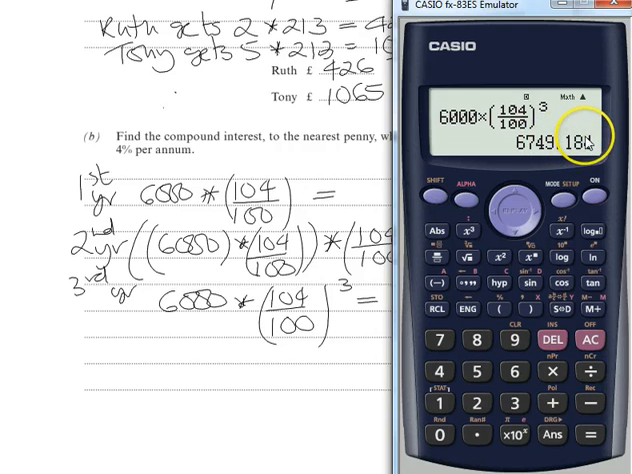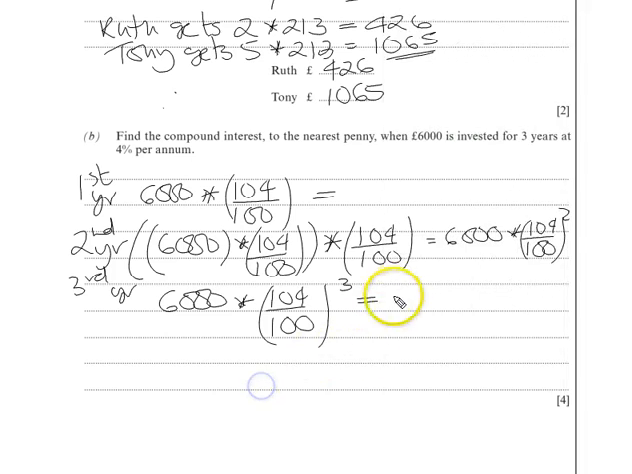So it's £6,749, and to the nearest penny would be to 2 decimal places. That's a 4, so it rounds down. So the 8 stays as it is. 6,749 pounds and 18 pence. There we are. That's what we think it is. So that's the total amount that you get if you've invested £6,000.